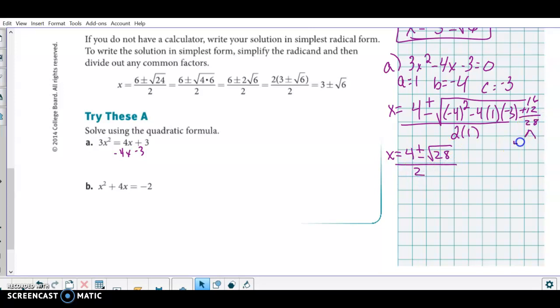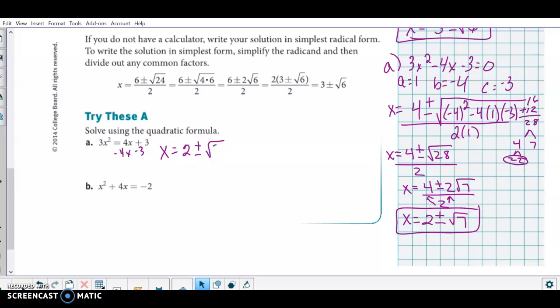And I know that 28 is 4 and 7, so 2 and 2. So I can simplify this to 4 plus or minus 2 on the square root of 7 divided by 2. Now remember, this 2 is going to simplify both of these. So I can simplify that even further to x equals 4 divided by 2 is 2, 2 plus or minus 2 divided by 2 is 1, the square root of 7. So x equals 2 minus the square root of 7.